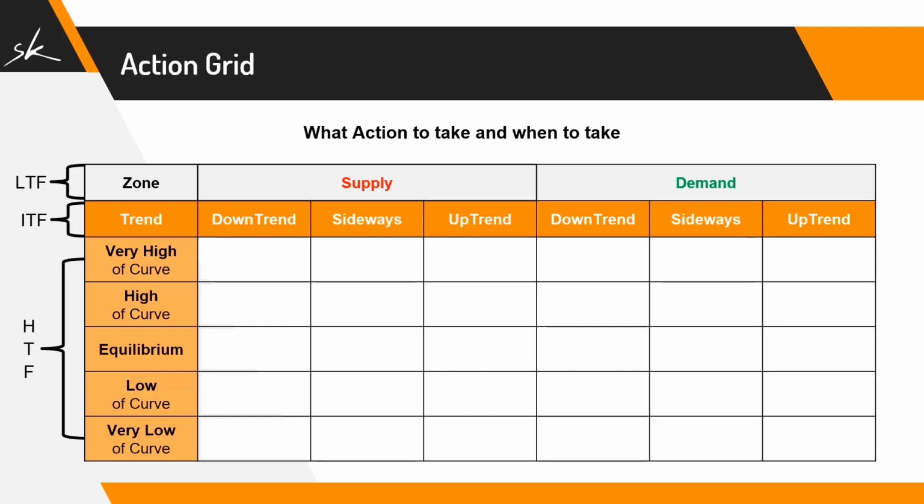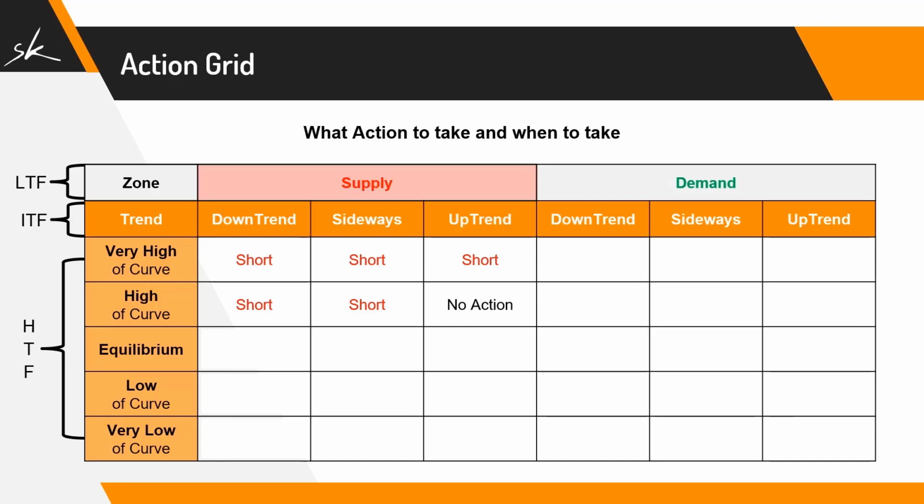What should be our action at a lower time frame supply zone with respect to different locations and trends? When a supply zone is located very high of the curve, it means expensive price and also an area from where we anticipate prices to move down. Our action will be to short, be that downtrend, sideways trend or an uptrend. When a supply zone is located high of the curve, it means expensive price but it can still get more expensive. Our action will be to short if the trend has already changed to a downtrend, short if the trend is sideways, and no action if the trend is uptrend.